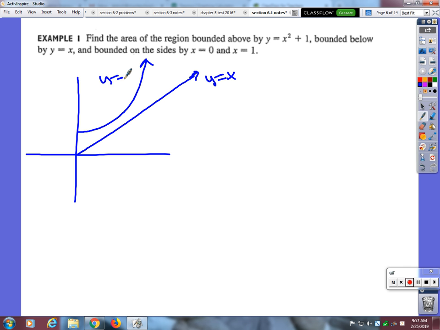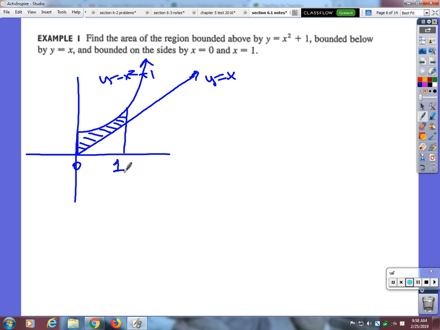This is y equals x squared plus 1. And we're going from 0 to, I'll just decide that this is 1 right there. So we're trying to find the area of that little piece right there, from 0 to 1. Okay? Does that make sense?